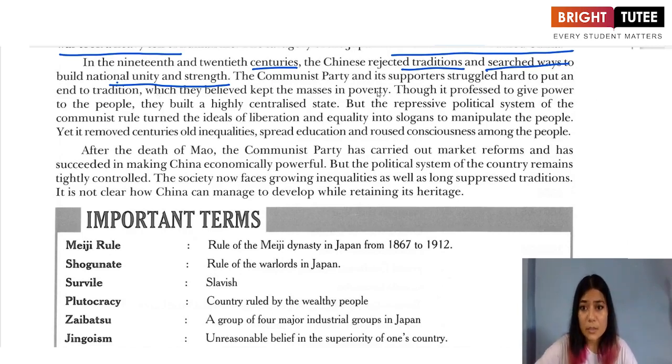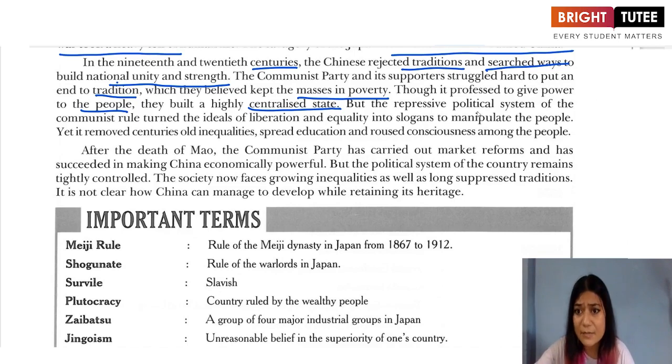The Communist Party and its supporters struggled very hard to put an end to the old tradition, which they believed pushed the mass of the people to misery and poverty. So it professed to give power to the people by the introduction of new policies. They built a highly centralized state. Although they said that people would be given power to bring about their development and improvement in livelihood, the Communist Party ended up forming a centralized state which controlled all the activities in the country.